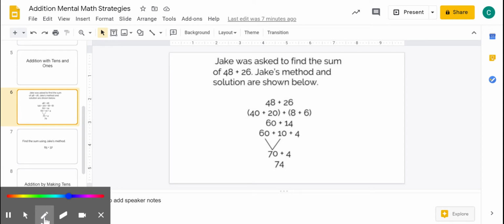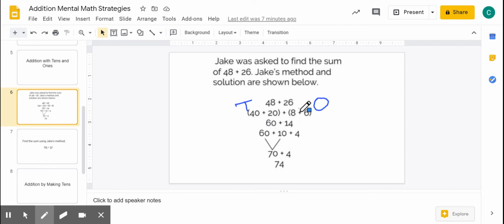So as you can see right here, when we have 48 plus 26, what you see on the left-hand side is basically the tens place in expanded form. From 48, there's a 40. From 26, there's a 20. On one side will be the tens in expanded form, and on the other side, which is where you see 8 plus 6, that is the ones place. So 8 plus 6 gives us 14.